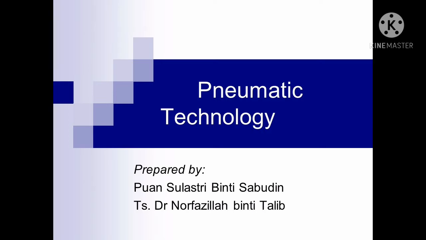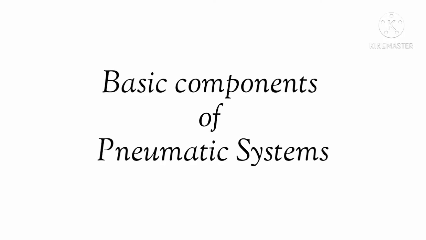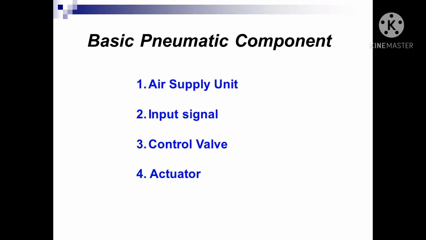Let's continue with the next topic, the basic components of a pneumatic system. Basically, there are four main components which are commonly used in a pneumatic system: a supply unit, input signal, a control valve, and actuator.